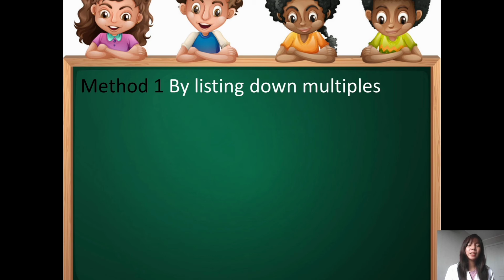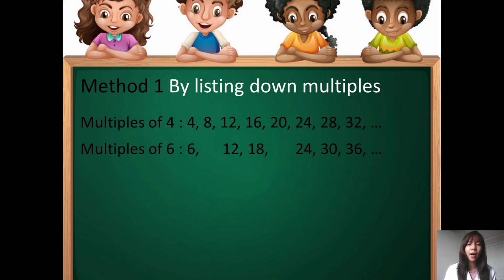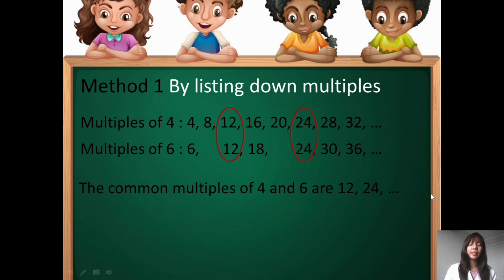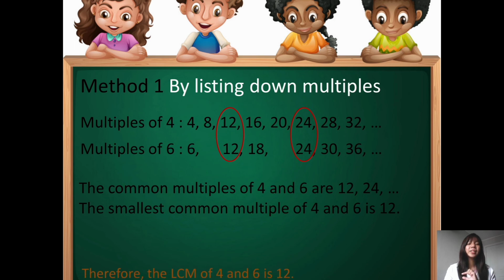Okay, another example. Again, by listing down multiples, we have multiples of 4. So 4, 8, 12, 16, 20, 24, 28, 32, and so on. Multiples of 6. So we have 6, 12, 18, 24, 30, and 36, and so on. You can list down as many as you can, but our goal here is to find the smallest multiple. So we have common multiples 12 and 24. The common multiples of 4 and 6 are 12, 24, and so on. The smallest common multiple of 4 and 6 is 12. Therefore, the LCM of 4 and 6 is 12.